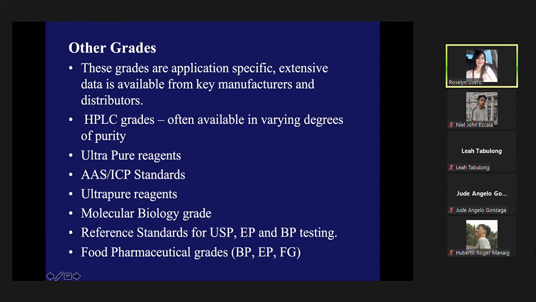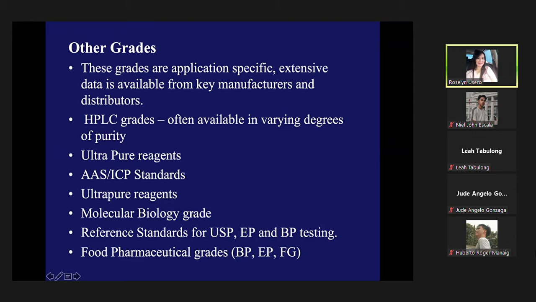Next, AAS, ICP, you know the meaning of this one. Atomic absorption spectrophotometer / inductively coupled plasma standards. So may ara man siya nga set of standards. It's only for AAS and ICP use. Next, it also needs ultra pure water.